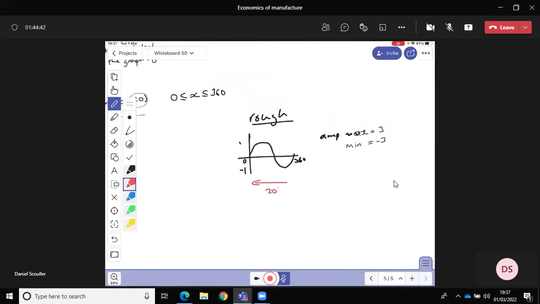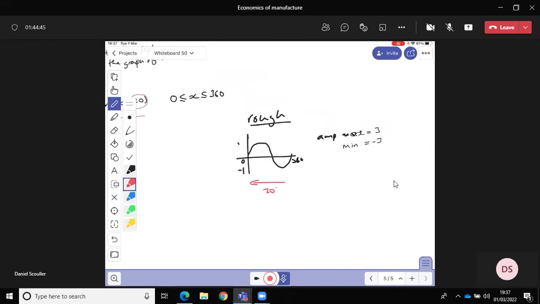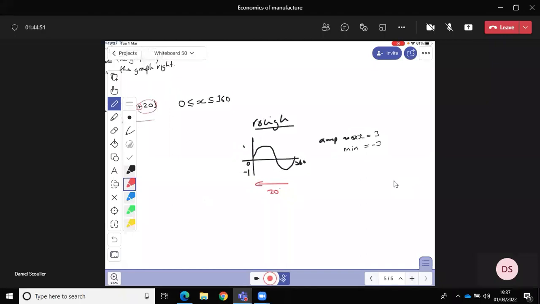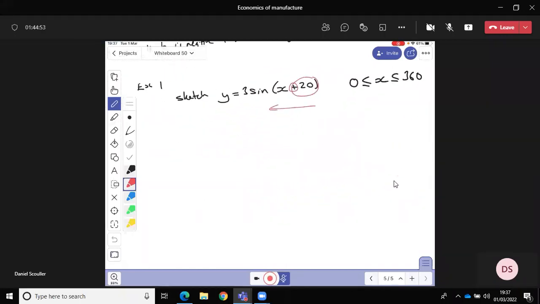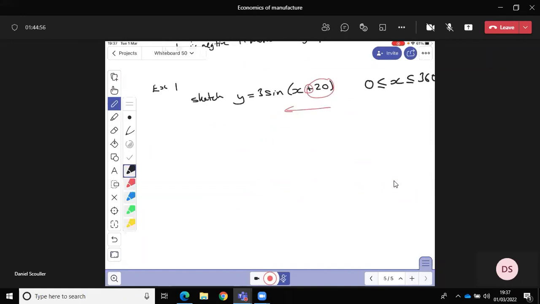So just very quickly, noting down a couple of things. It's still going to cross the x-axis at 0. We've not changed it in the vertical at all. But everything's going to move by 20. Okay, let's draw that out.